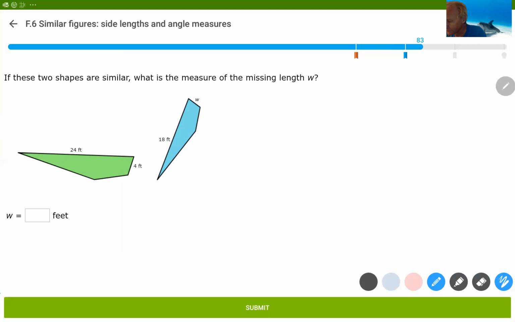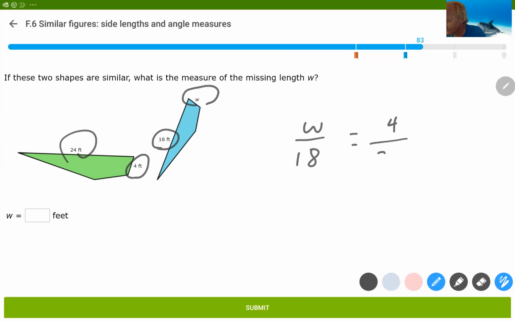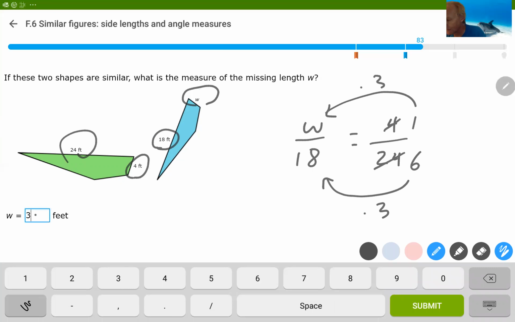The W is proportional with the 4 and the 18 with the 24. So we can write W over 18. The W is to the 18 as the 4 is to the 24. And of course, we can simplify this. And this is the same as multiplying by 3. So this one needs to be multiplied by 3 to be proportional. So we're talking about 3 feet. And does it look reasonable? Does 3 look like a reasonable answer for this? And it does.